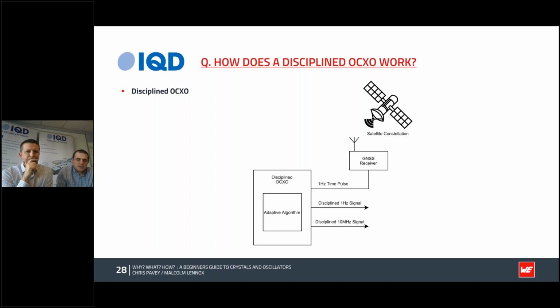Thus, over time, it is capable of producing an output that, when the reference is removed, will not wander for more than 1.5 microseconds for up to 24 hours with respect to its reference clock. To give some context, 1.5 microseconds is about the same time as a camera flash.